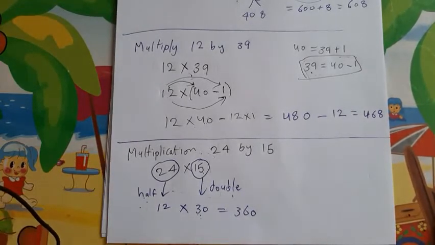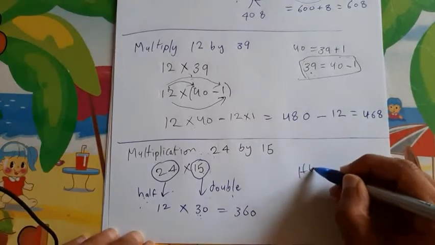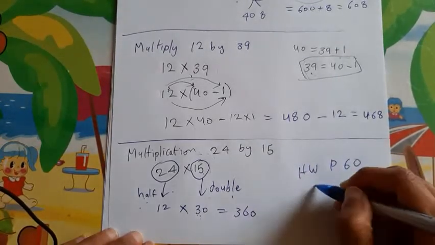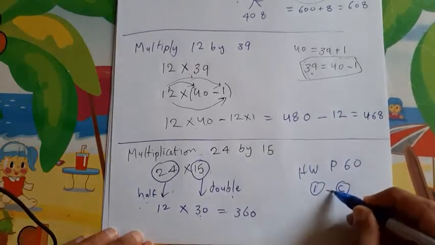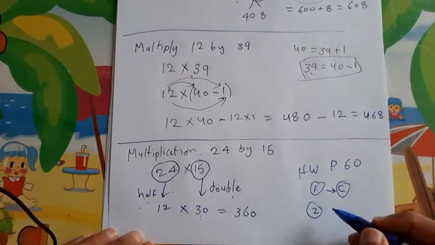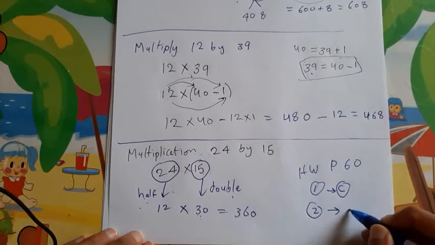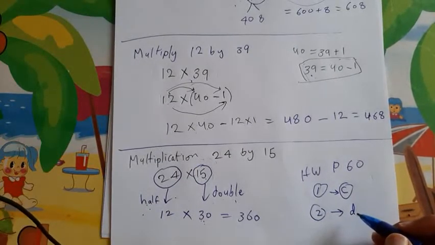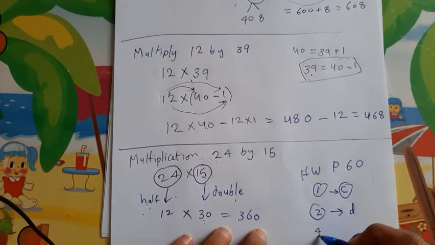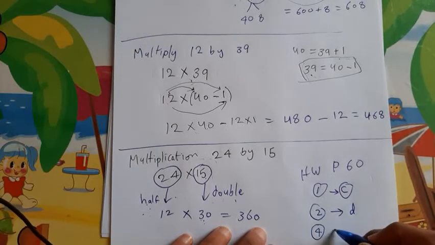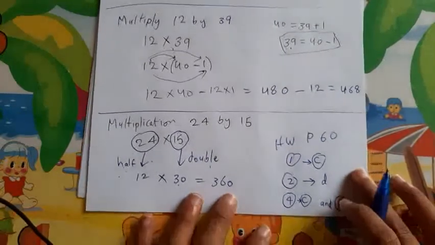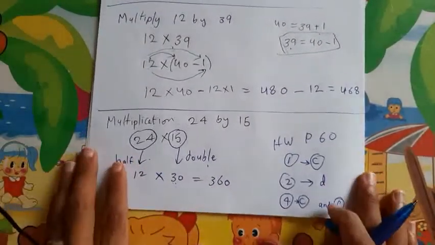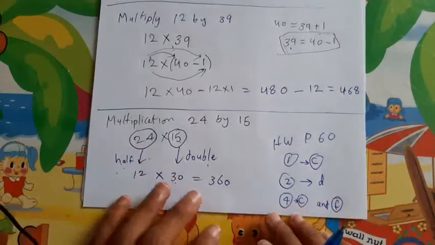I want you to do a homework, okay? Page 60, question number 1, C. Question number 2, D. And question number 4, C and F. I want you to think about creative ideas about calculations, doing the calculations mentally, okay?